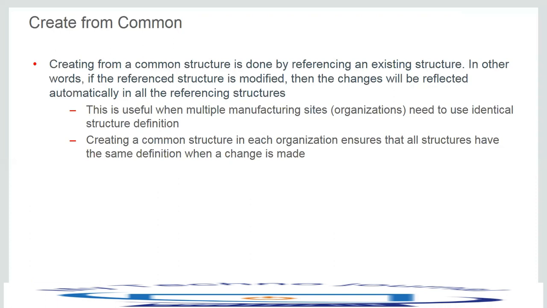So if two or more organizations must use the same item structure, then we can define the structure in one organization and use it as a source from which to create a common structure in another organization. Instead of creating it again in the other organization, we could just use the structure which has been created in the first organization and create it as a common structure in the second organization.